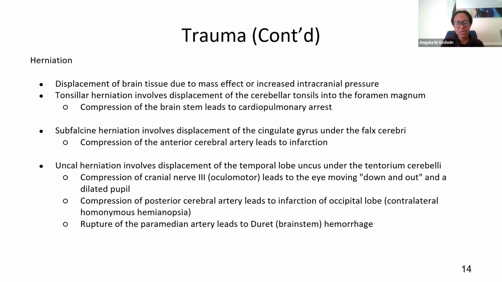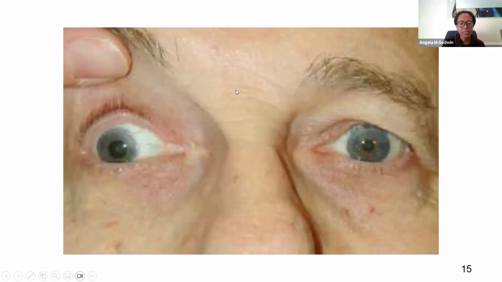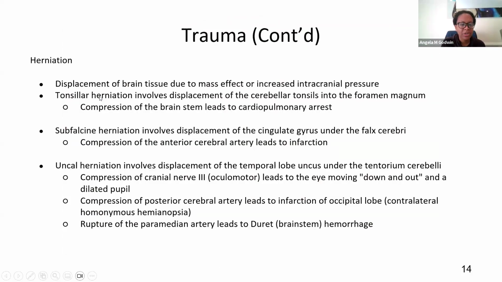So I think I have a picture here. Yeah. So you could have what's called the subfalcine herniation, the uncal herniation, or the tonsillar herniation. So just different parts of the brain where a herniation can occur. I wanted to show that picture to give you some guidance of where this is going.